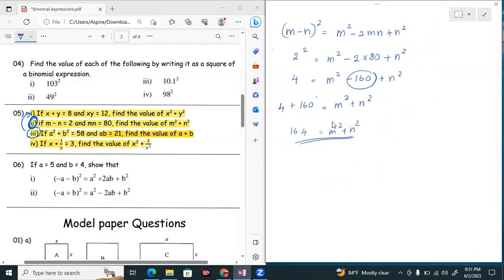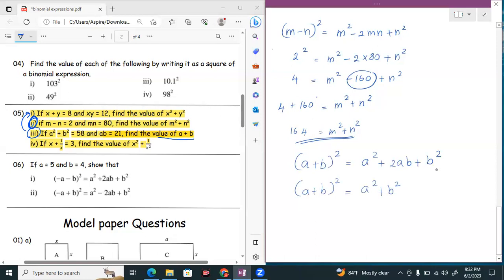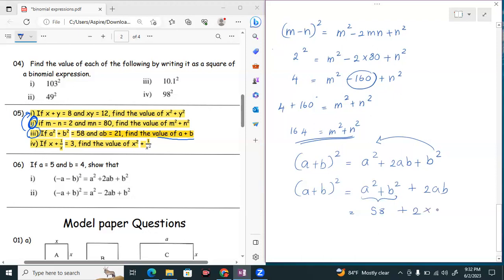Now look here: a squared plus b squared equals 58 and ab equals 21, and find a plus b. Let's see how we find a plus b. So a plus b squared should be taken, equals a squared plus 2ab plus b squared. We do not have a value of a plus b to substitute, so I take this together because then we can substitute. Instead of a squared plus b squared, I can substitute 58, plus 2 times, instead of ab, I can substitute 21.